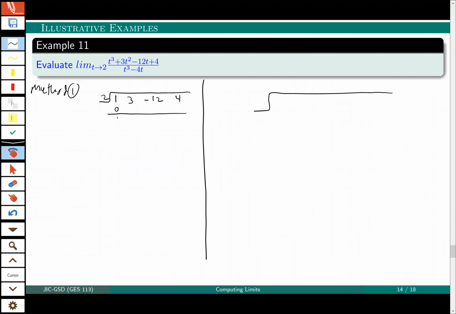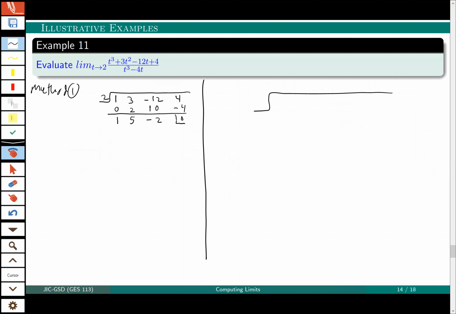1 plus 0, it's 1. 2 times 1, it's 2. 3 plus 2, it's 5. 2 times 5, it's 10. So that is minus 2. 2 times minus 2 is minus 4. So that's the remainder is 0.